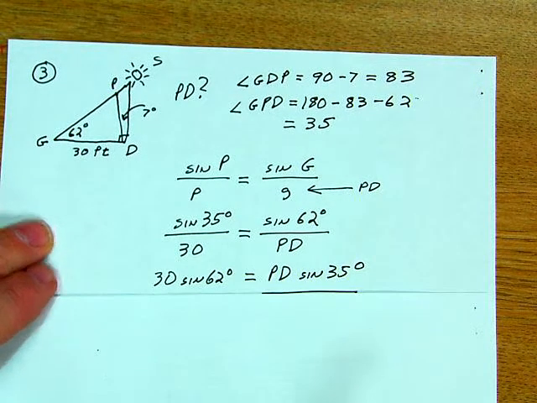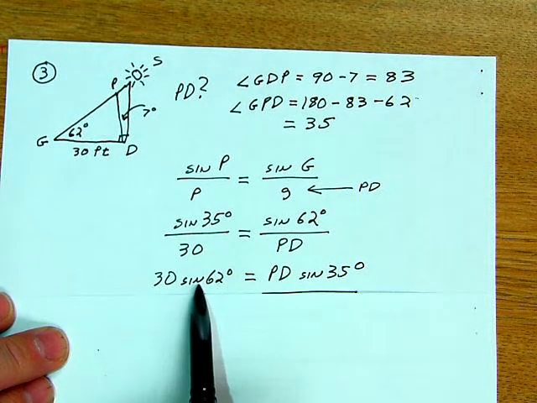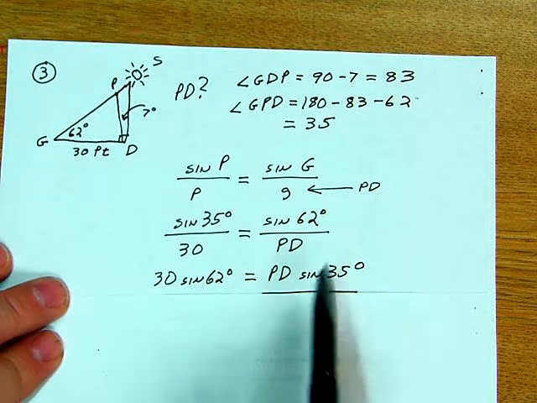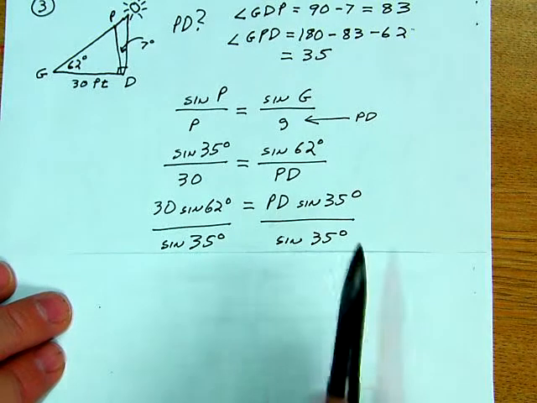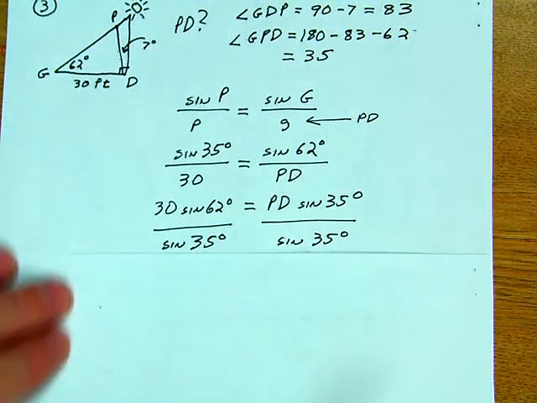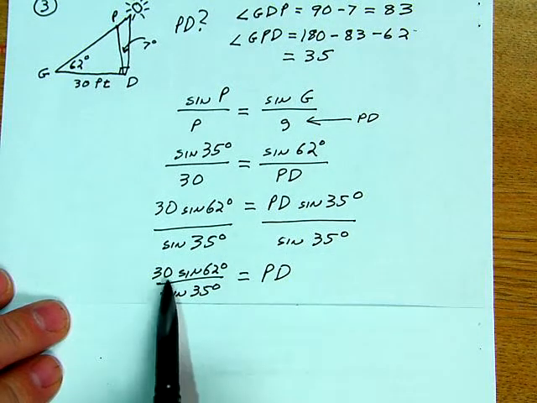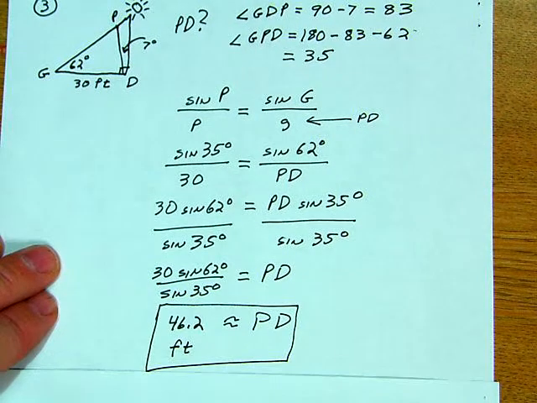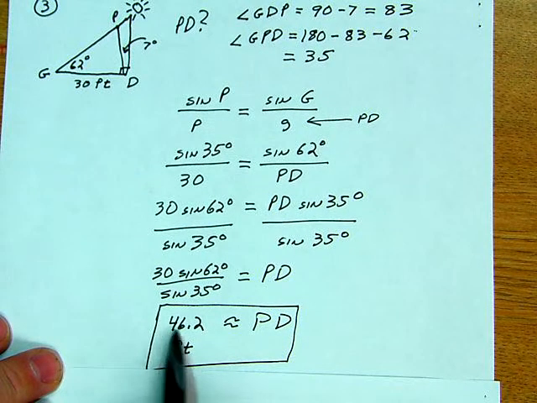We then cross multiply: 30 times the sine of 62 on this side, and going this way, PD times the sine of 35. Well, we want to solve for PD, so we're going to divide by the sine of 35 on both sides. And when we get that, there's our formula. PD is equal to 30 times the sine of 62 all over the sine of 35. And when we calculate that out, we find that PD, the length of the pole, is approximately 46.2 feet.